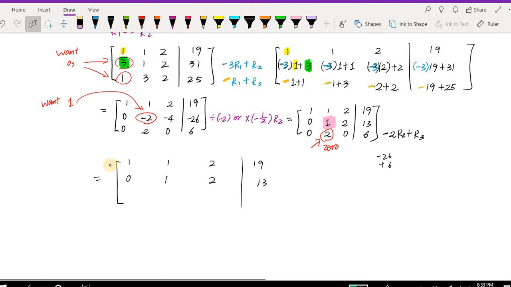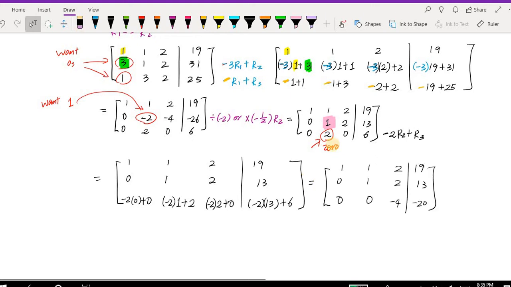Row 3 is the one we're going to change. I'll write negative 2 first. We're going to write down negative 2 times row 2, which is 0, plus row 3, which is also 0. We'll do the same thing: negative 2 times row 2 plus row 3. We'll do it again: negative 2 times row 2 plus 0, that's row 3. And then we have negative 2 times 13 plus row 3. That's 6. Now we're going to simplify it, which is the easy part.